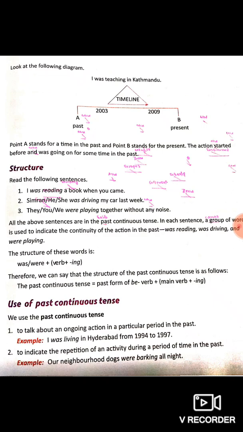To indicate the repetition of an activity during a period of time in the past. Okay, so when we also talk about actions that were continuously being repeated at a certain time in the past, that is also expressed in the past continuous form. Like, our neighborhood dogs were barking all night. So an action that repeatedly took place the previous night, because the previous night means the past, and something that took place again and again, a repetition, therefore is in the continuous form. I hope you have understood, children.